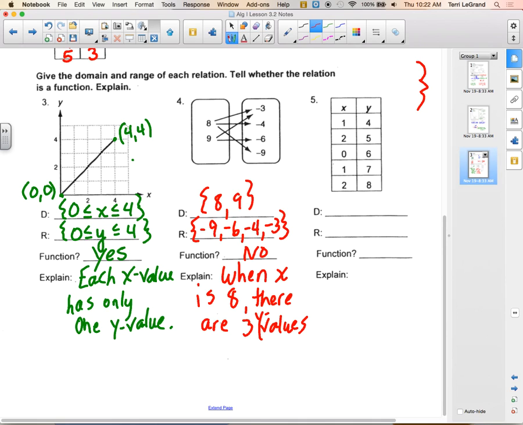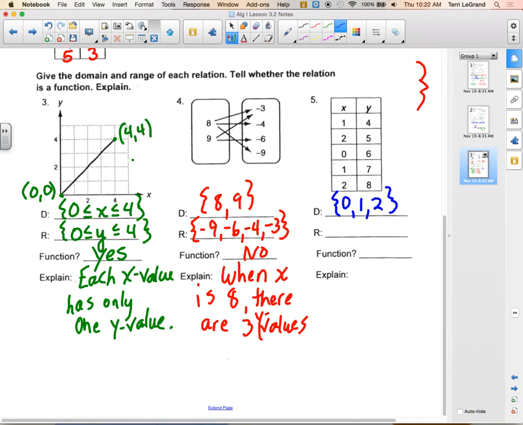Okay, let's look at number 5. What's our domain for number 5? Who haven't I picked on here today? Zach actually raised his hand. So, Cade, I haven't picked on you yet, have I? I knew it. Okay, what's it going to be? 0, 1, 2.